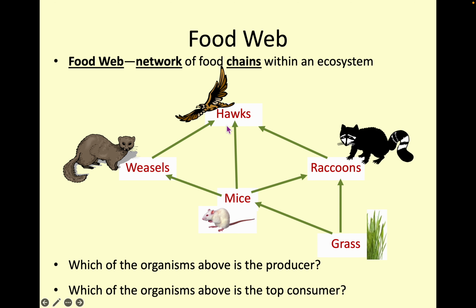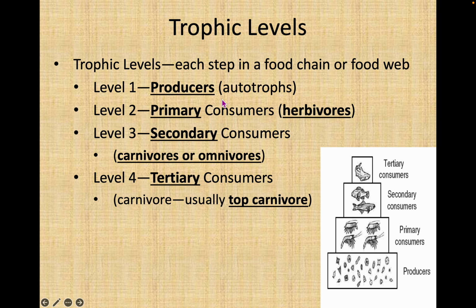Food web is a network of food chains within an ecosystem. So this is going to show the relationship of all of the species within an ecosystem. Now you're going to be setting up the same type of thing for your project. So based on this, which of the organisms above is the producer? Well, producers are always going to have the back ends of the arrows. That's one way to tell. So we've got the grass. And which of the organisms above is the top consumer? The top consumer is always going to have the arrows pointing to it. And there should never be any arrows going from the top consumer to something else. If it does, then it's not the top consumer. So the hawk in this case is the top consumer.